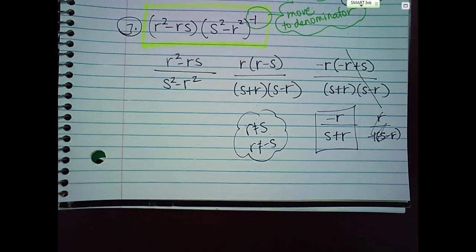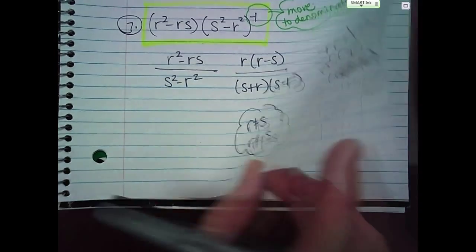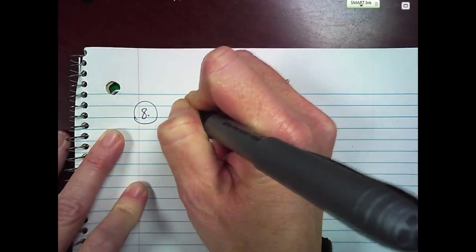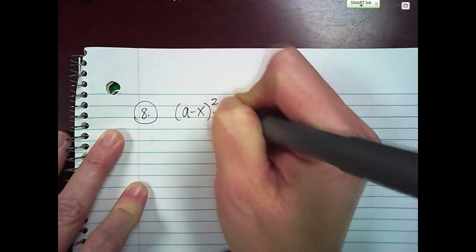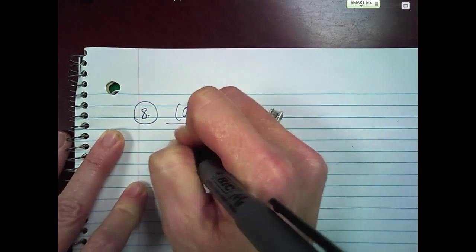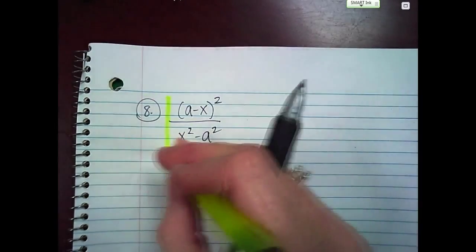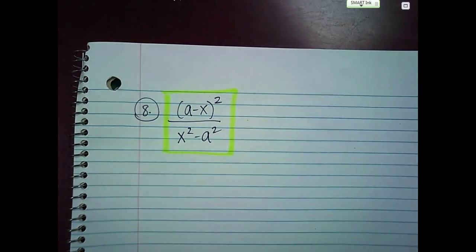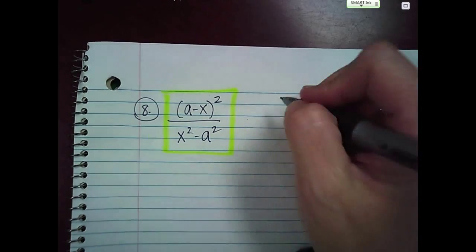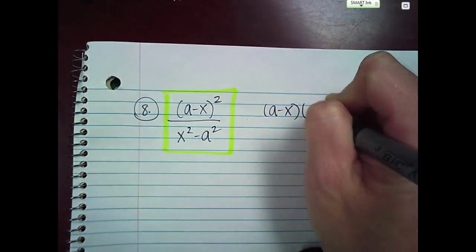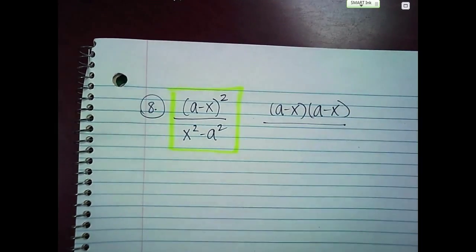But let's go to number 8. A minus x squared divided by x squared minus a squared. You're not going to want to FOIL the numerator. You're just going to want to write it twice, so that, in hopes that something cancels. So you're going to say, all right, a minus x and another a minus x. And then how do you factor the denominator? Try it.